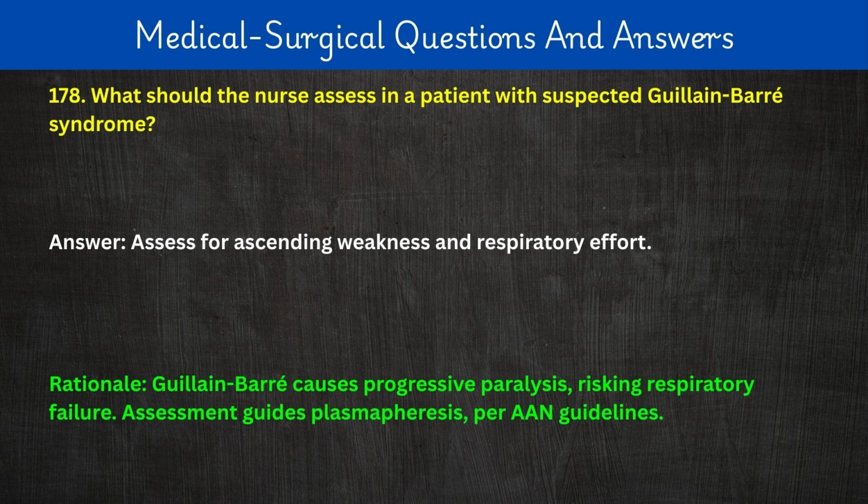178. What should the nurse assess in a patient with suspected Guillain-Barré syndrome? Answer: assess for ascending weakness and respiratory effort. Rationale: Guillain-Barré causes progressive paralysis, risking respiratory failure. Assessment guides plasmapheresis, per AAN guidelines.